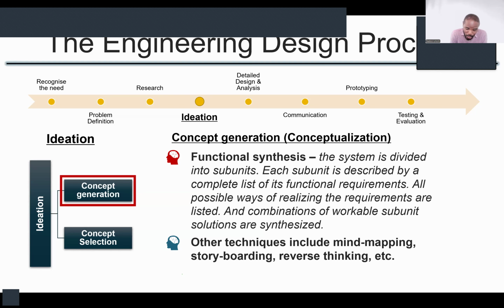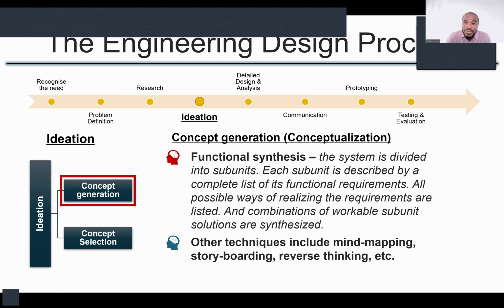So in designing solutions, you might want to break it down into various functions and look at the functional requirements of every subunit. That gives you an idea of what it should look like. In fact, it will govern, it will guide, the ideas that you generate. Other techniques include mind mapping, storyboarding, reverse thinking, okay, 6 hats, and all of those.